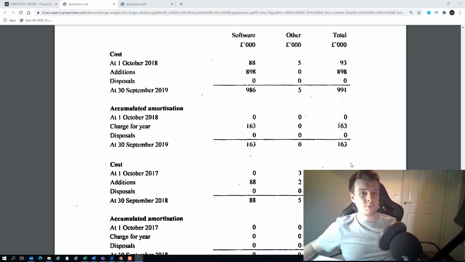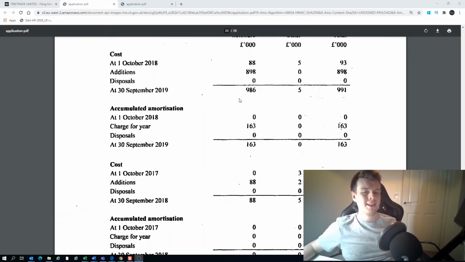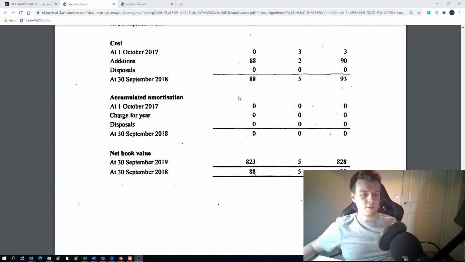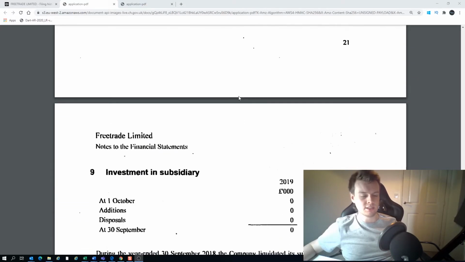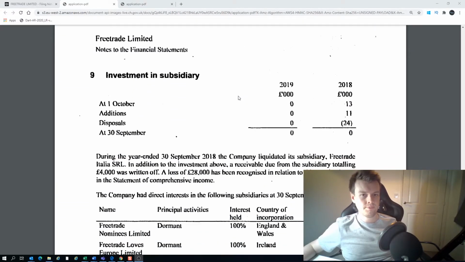Same thing with intangibles. Now intangibles in this case will be the software, which I'd imagine will be behind the application that you all use when you sign up to Freetrade. They've obviously built that in-house and therefore capitalised that as an intangible asset on the balance sheet.